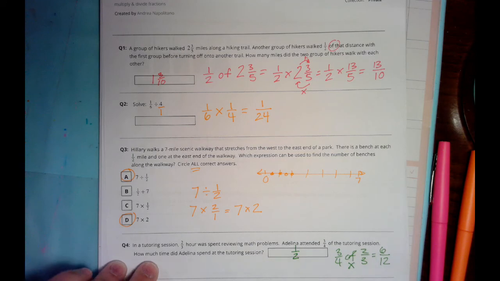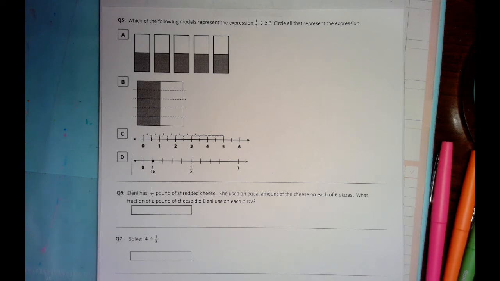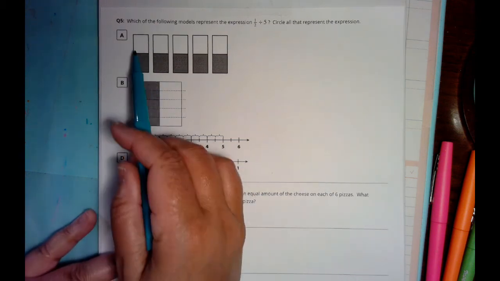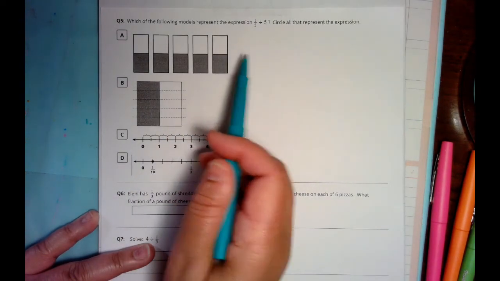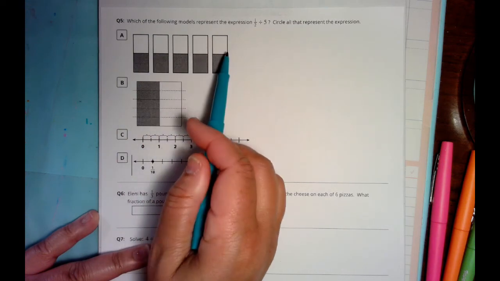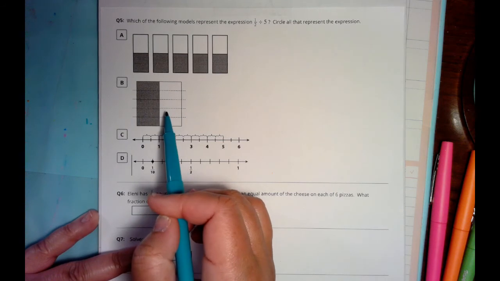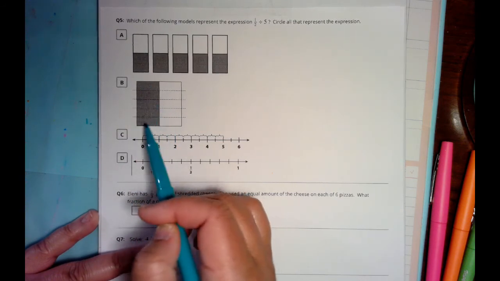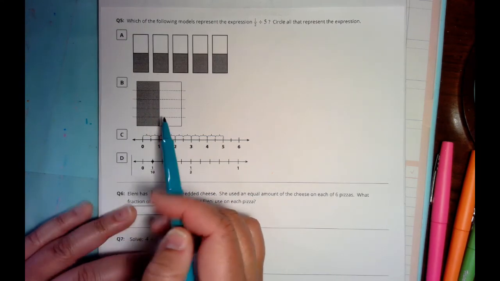Okie dokie. Now our last page. Which of the following models represents the expression 1/2 divided by 5? Circle all that represent the expression. Okay, so A shows 5 different rectangles. So I'm guessing that this is probably 5 divided by 1/2 because there's 5 rectangles. B shows a model like we're used to working with, and shaded in is 1/2 of the model. And then they divided it into 5 sections. So this is definitely 1/2 divided by 5.